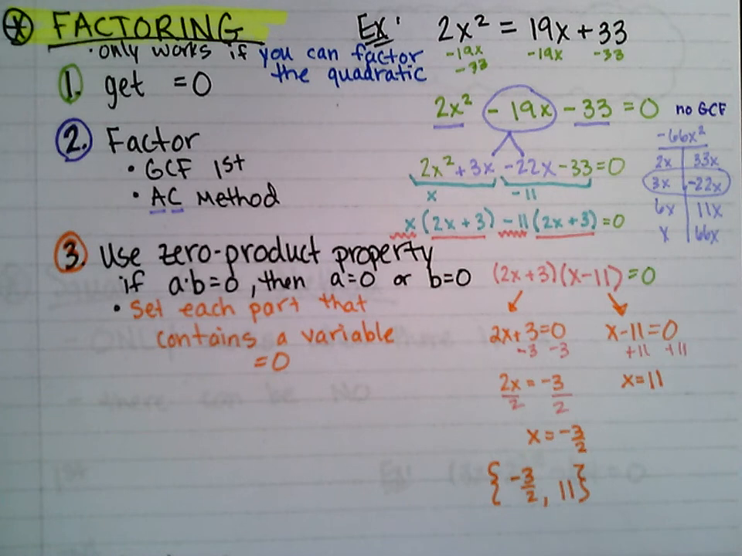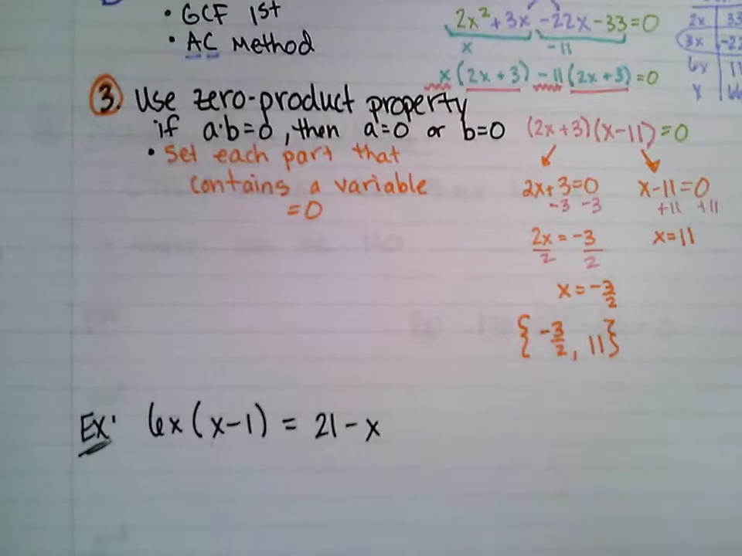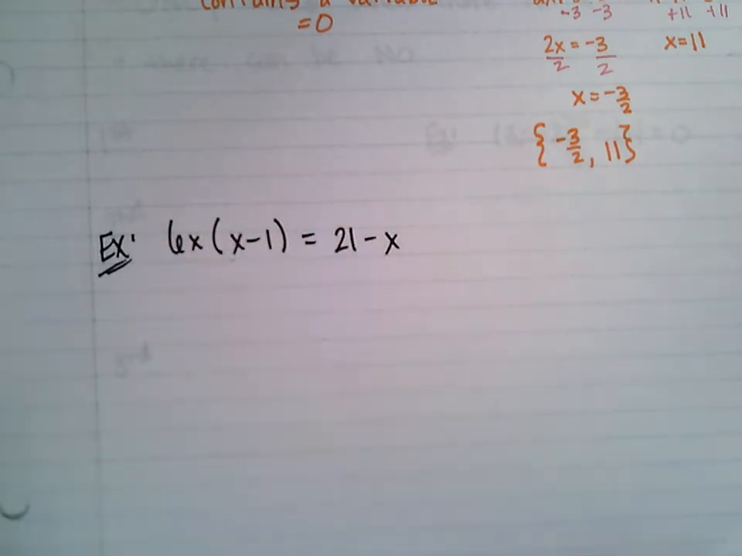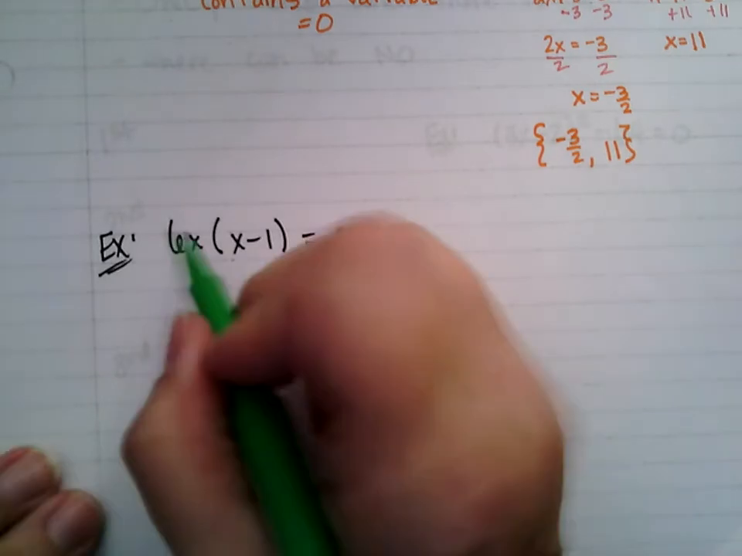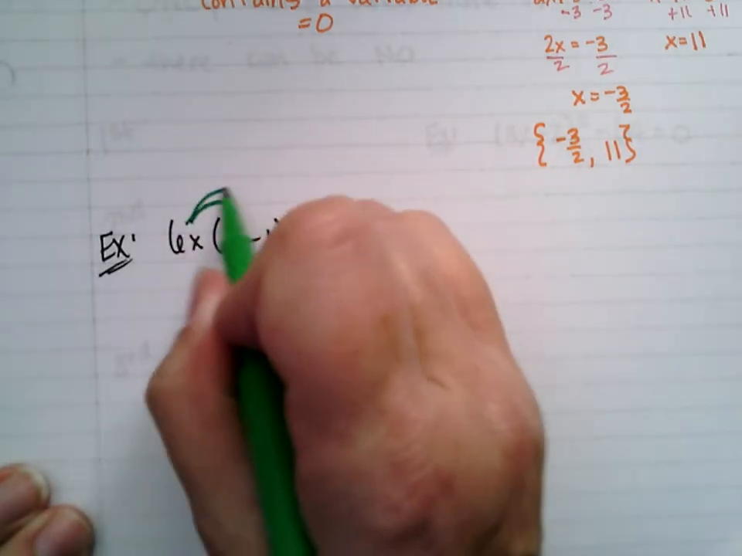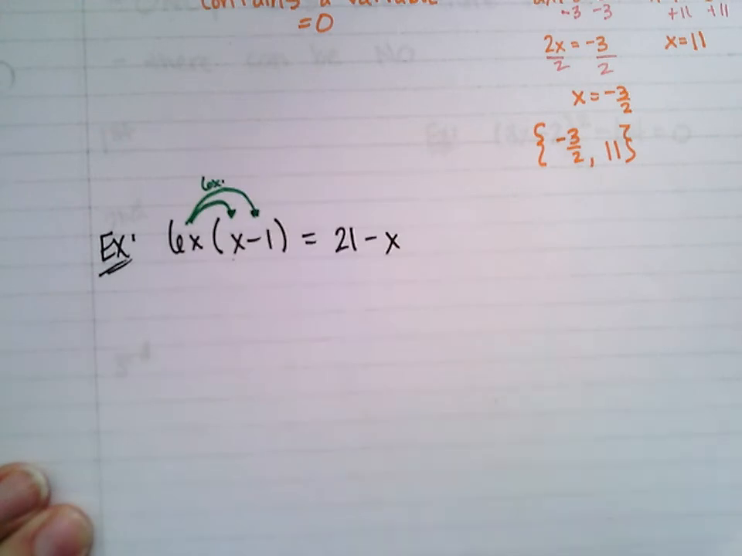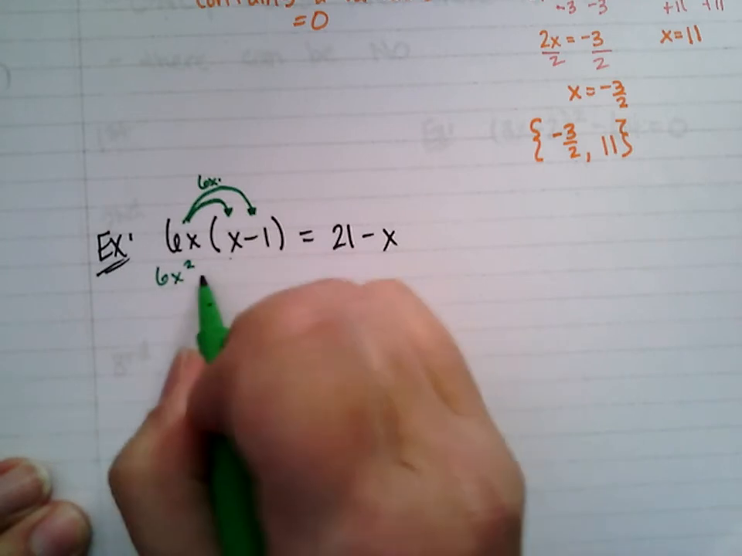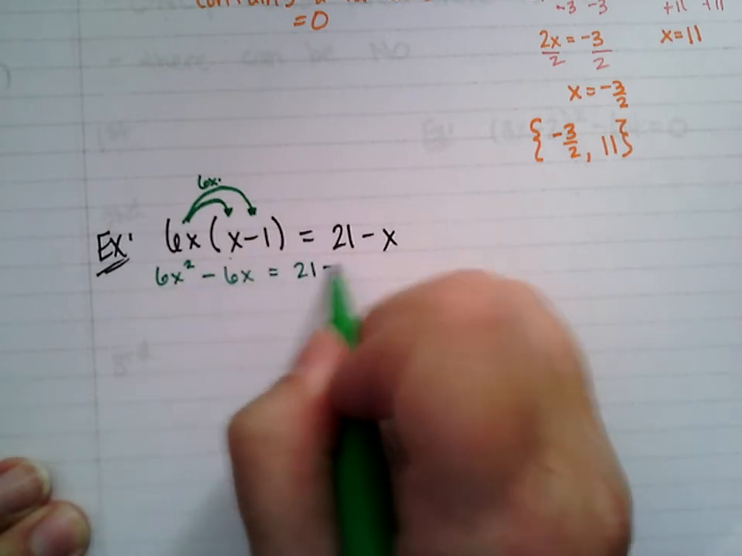So let's look at an example that looks slightly different. This guy here has a parenthesis in it already. In order for us to solve by factoring, your equation has to say equals 0, and it can't already have any parentheses in it. So I would have to start this one out by distributing that 6x into both of those terms. So that will give me 6x squared minus 6x equals 21 minus x.